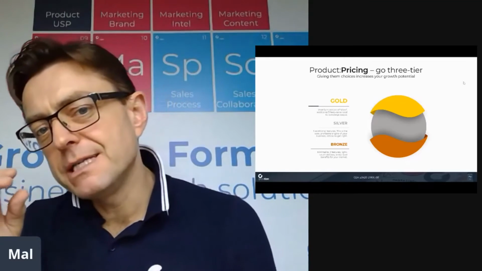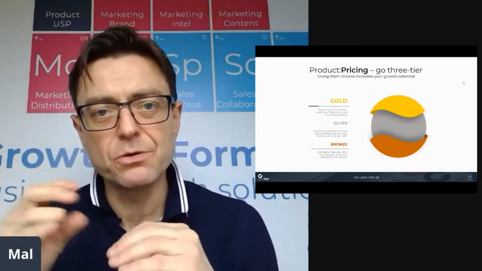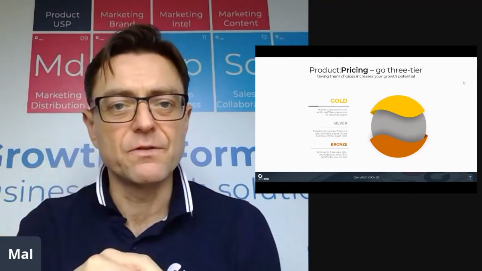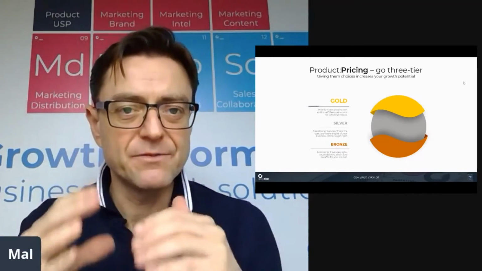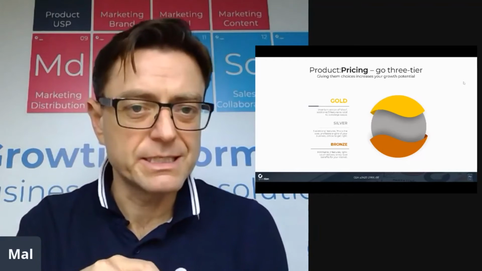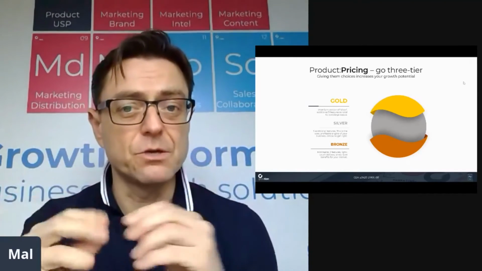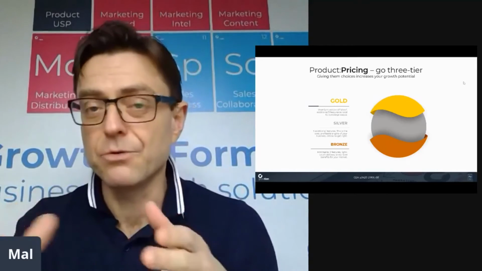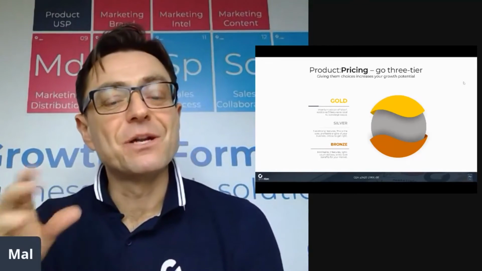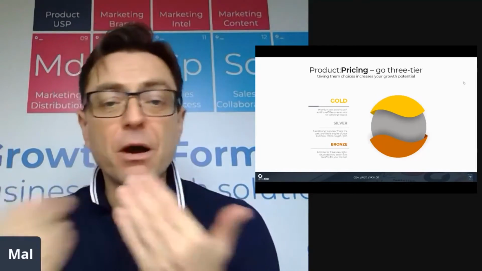But by simply having this gold and this bronze framing the silver, what you are doing is massively increasing the chances of people taking that silver. If it is just that silver product on its own, or your product, as it's now called, on its own, then people have a binary choice.